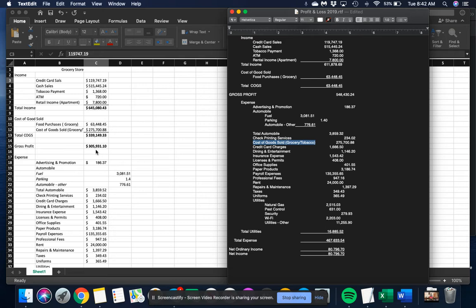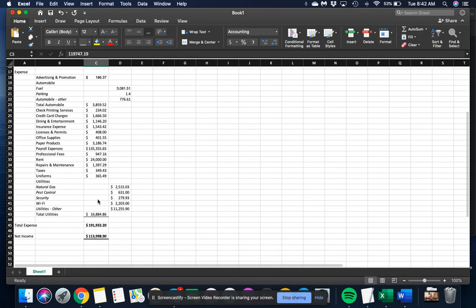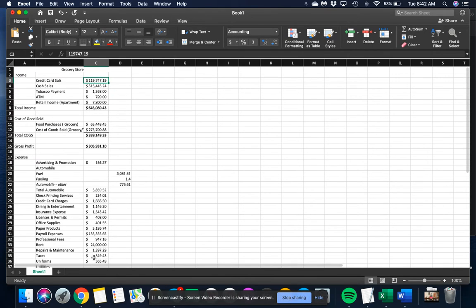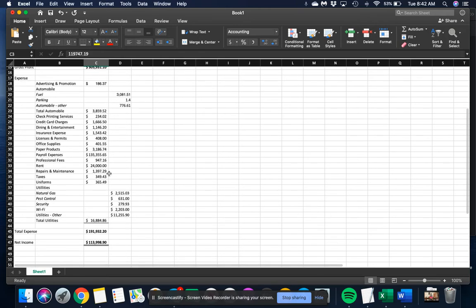So now the difference is the gross profit is 305,000 and some change. And then I just began going down, looking at all the other expenses that the company has. Okay. And so with total expenses being 191, the net profit, especially with this income bumping up, is now 113,000. Again, net income is basically what's left over after the year.